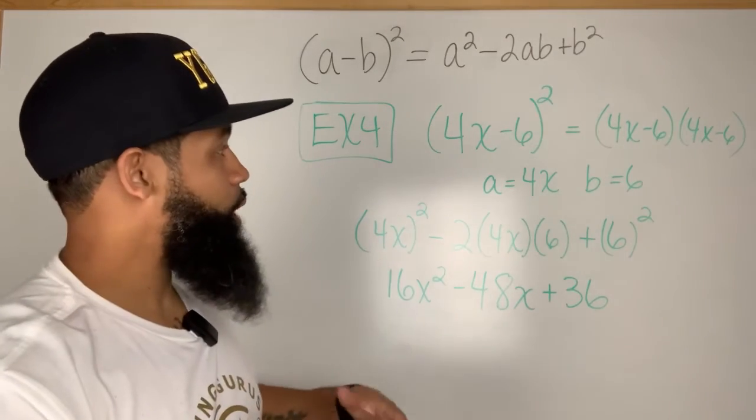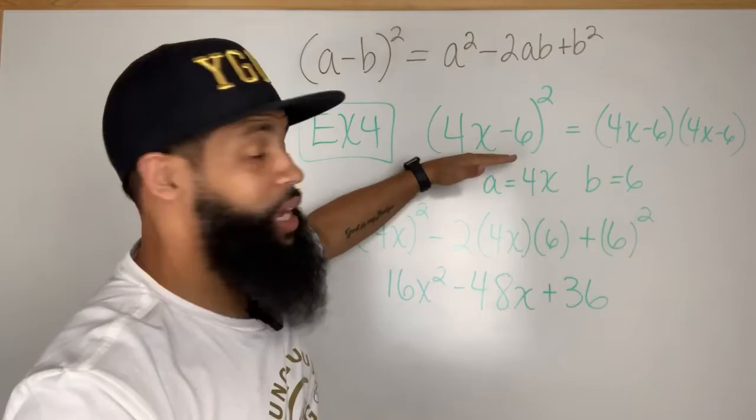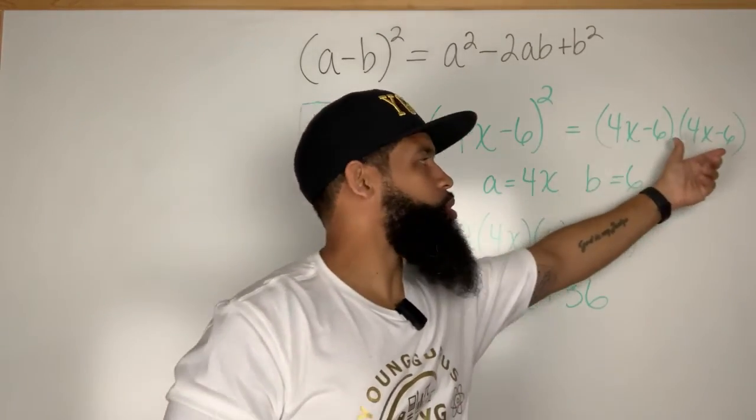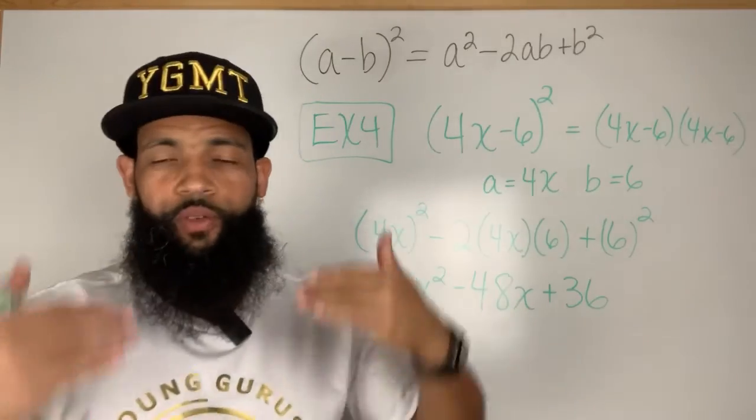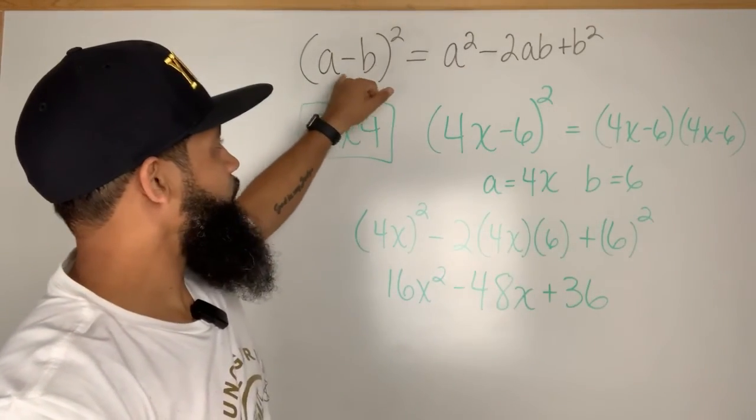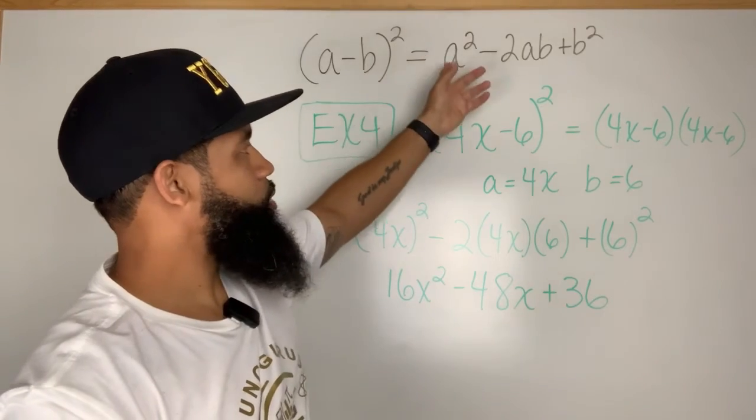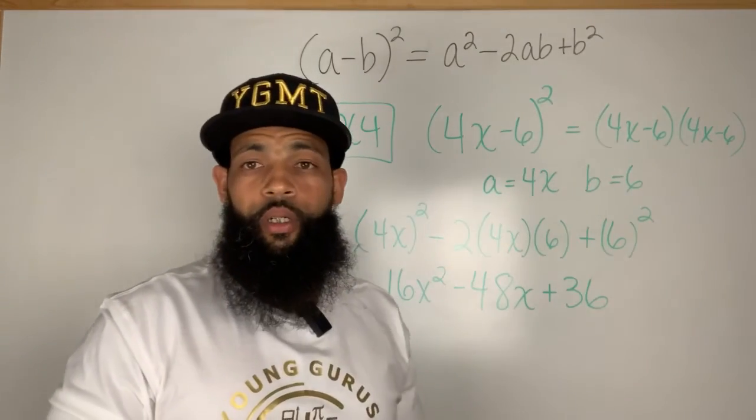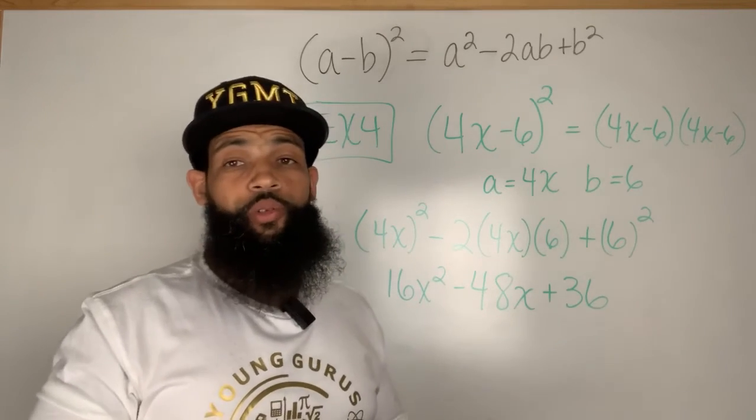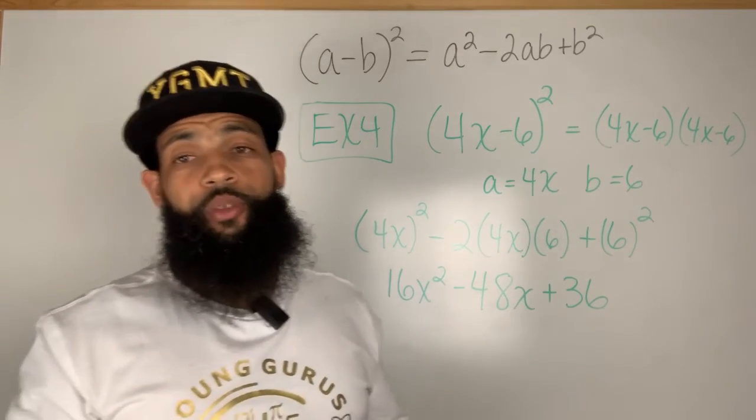So just a quick wrap up. If I have a binomial to the second power, instead of taking that binomial and multiplying it by itself using the FOIL method or the double distribution method, I can simply say a minus b to the second power is equal to a squared minus 2ab plus b squared, or a plus b to the second power is a squared plus 2ab plus b squared.